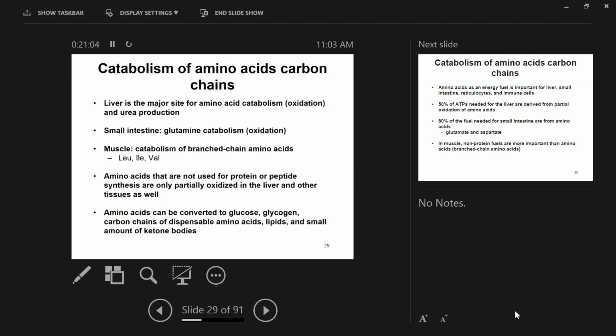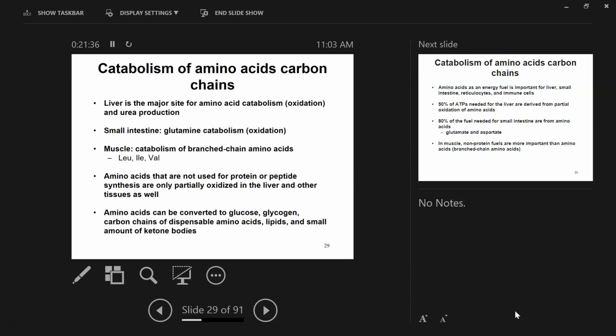Again, we also mentioned that some amino acids are glucogenic and also ketogenic. So amino acids can be metabolized to synthesize ketone bodies and fatty acids in the body, in the liver.